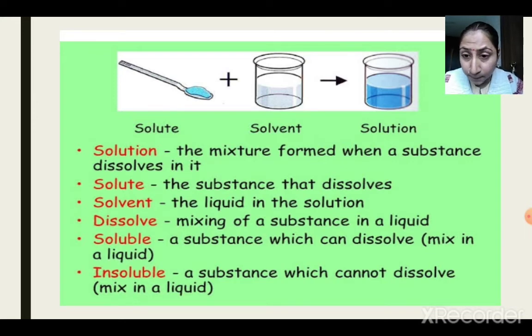Then comes the word dissolve. Dissolve means mixing of substances. When we mix, that's called dissolving. Then soluble and insoluble. A substance which can dissolve, meaning mix in a liquid, is soluble. Like sugar, salt, they are soluble. They get mixed in water and we cannot separate them, meaning we cannot see them. It gets dissolved, it gets mixed.